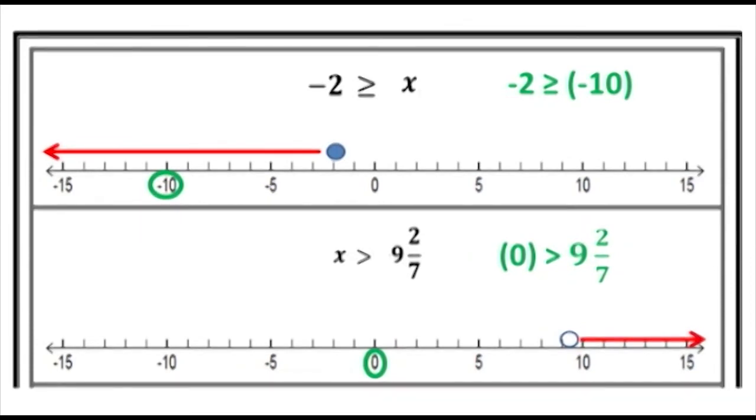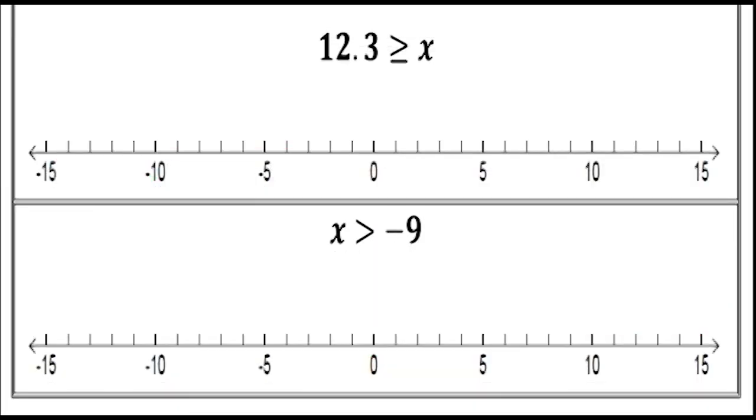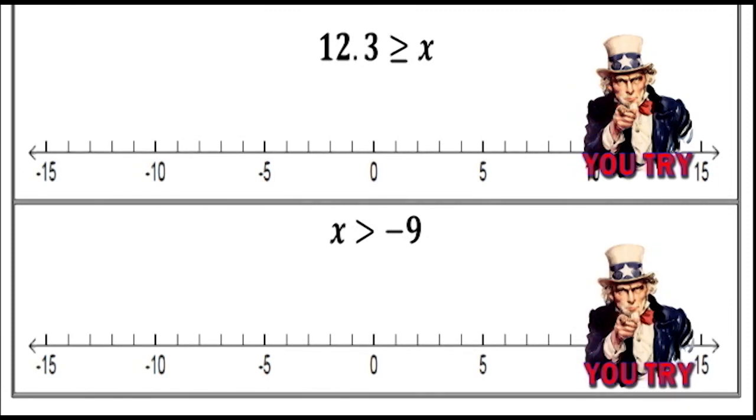This means that even though we plotted our point at 9 2/7, we would get a false statement if we substituted 9 2/7 back in. I want you to try this problem. Remember to show all your work.